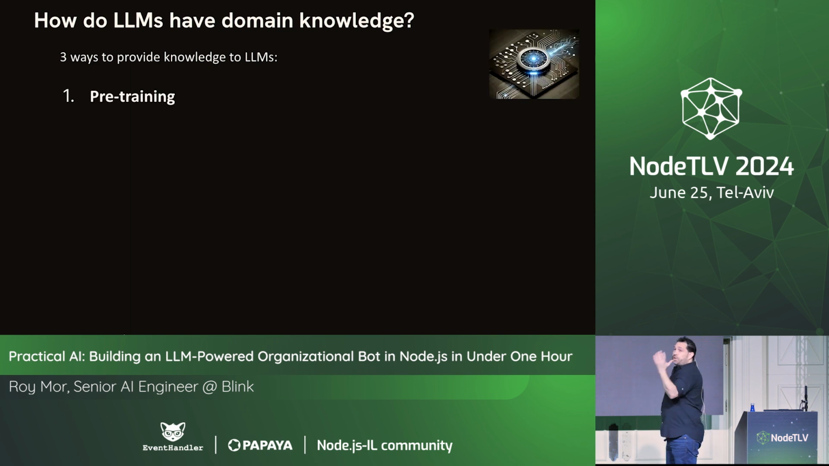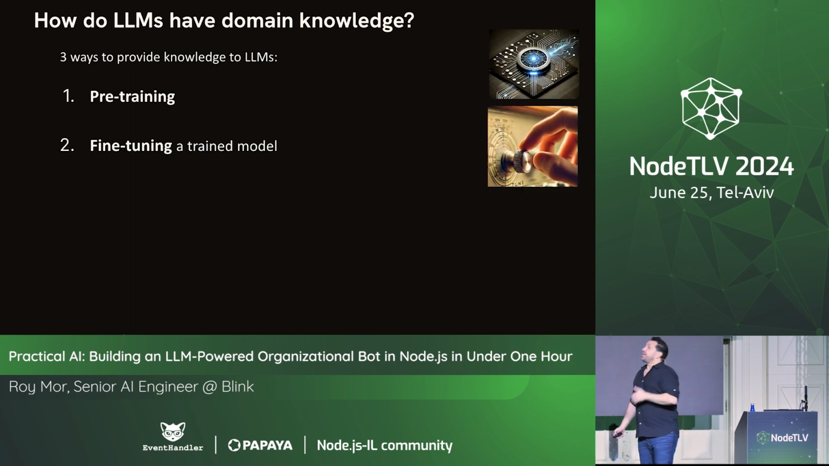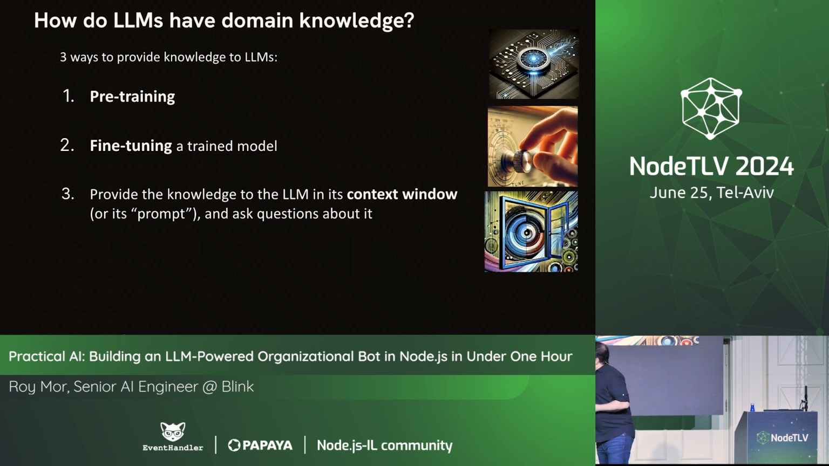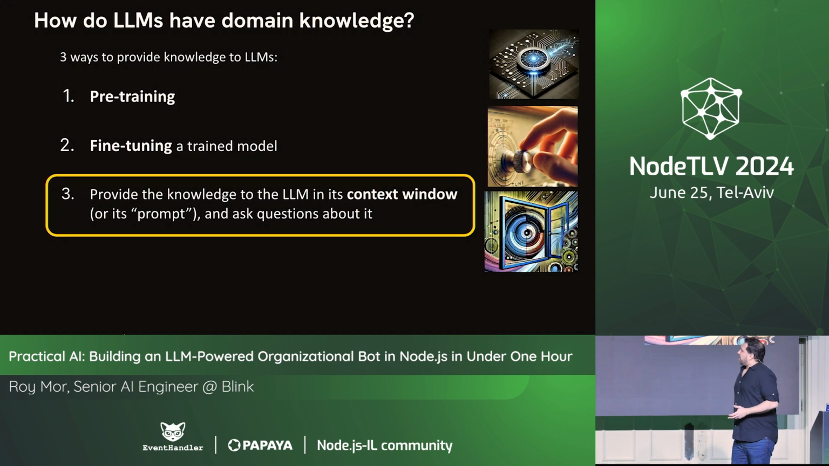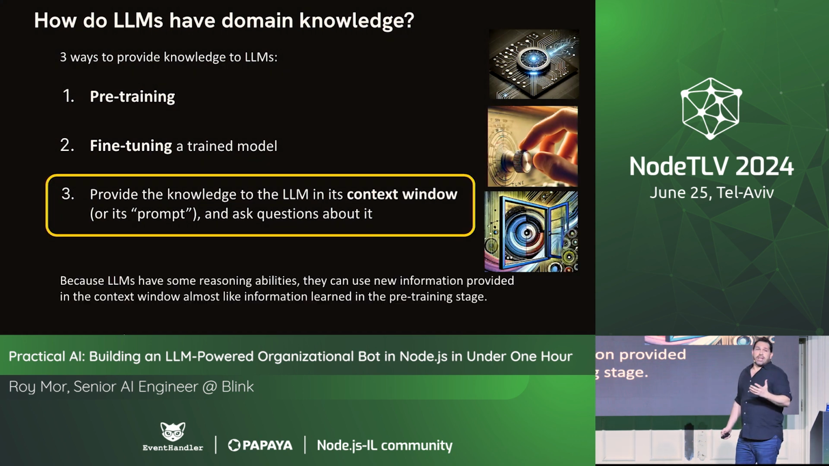The first one is pre-training an LLM from scratch. We're not going to do that. Another option is fine-tuning an already trained model by providing it with thousands of input and output examples, and that we need to create. That's actually not a very good way to provide domain knowledge, and also not cost effective. And there's a third way, which is to provide the knowledge to the LLM in its context window, or its prompt, and ask questions about it. And this is the route that we're going to take. Because LLMs have some reasoning abilities, they can use this new information provided in the context almost like information learned in the pre-training stage.